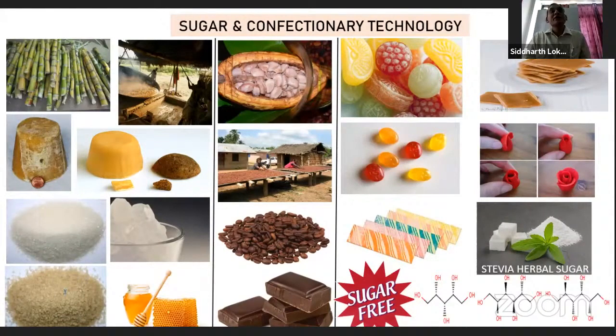Khand sakri is again a value-added product, you can differentiate it. The brown sugar, and again it depends upon the application of your commodity. In which product you are going to use the sugar, you can see it depends.